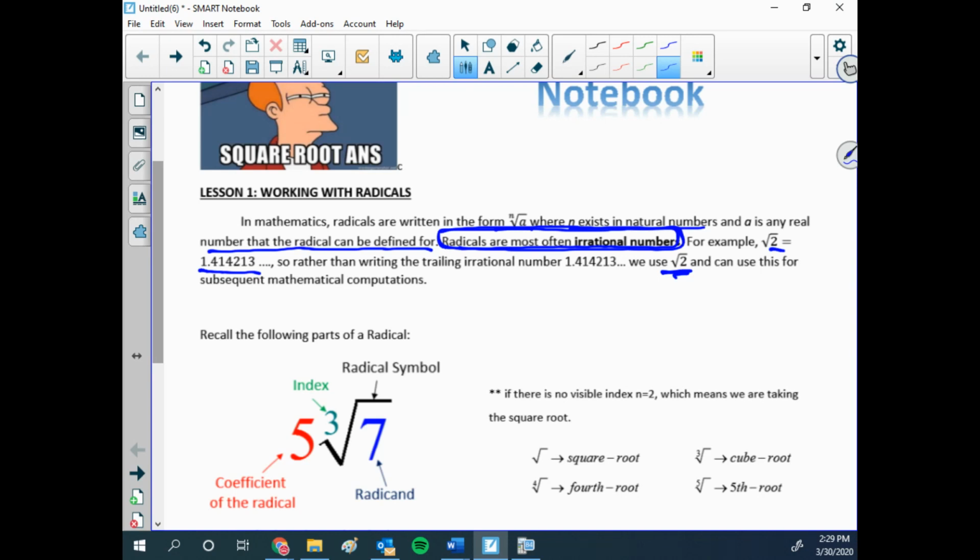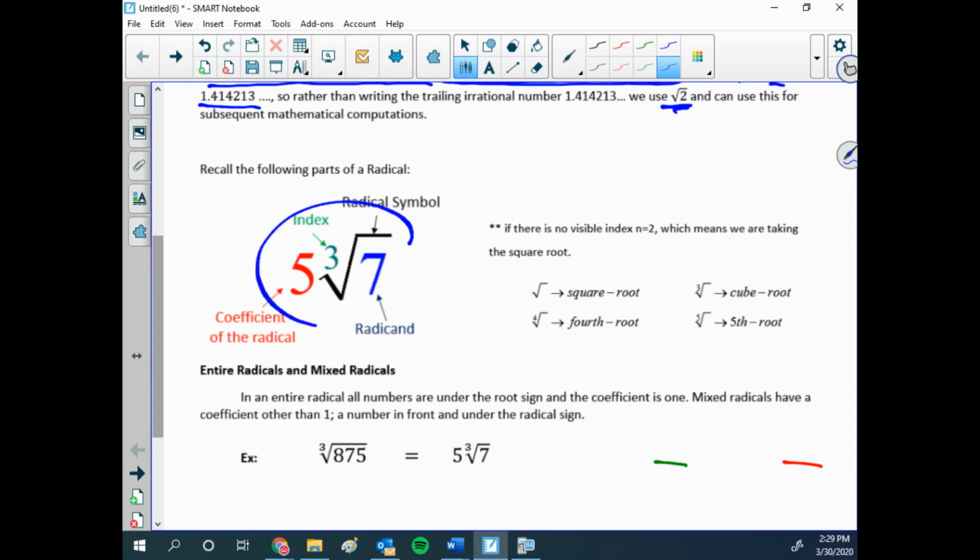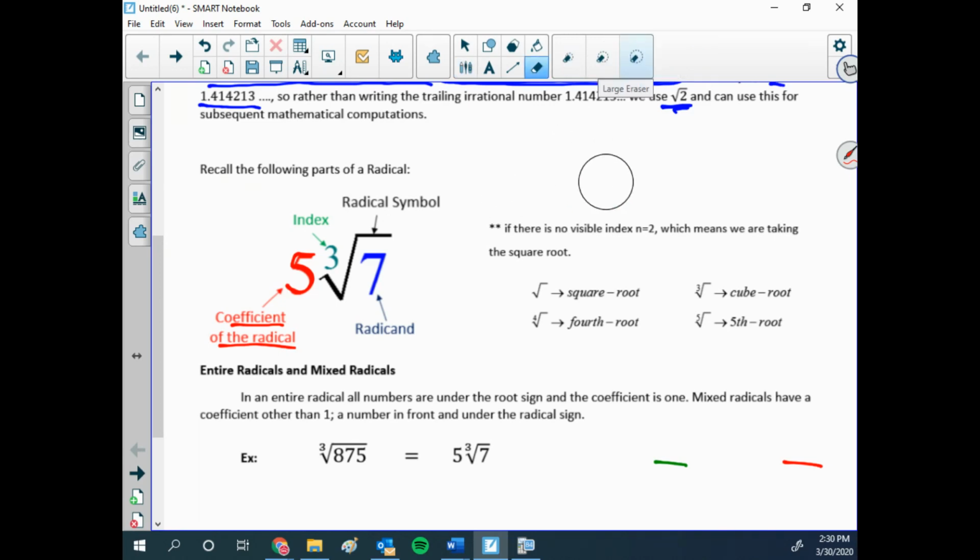We should also recall the following parts of a radical. This entire thing is considered a radical, but there are some different parts here. The first part is what's out front here, this 5. That 5 is called the coefficient of the radical. The same way, if I had 4x cubed, here 4 is the coefficient. It's just that number out front.